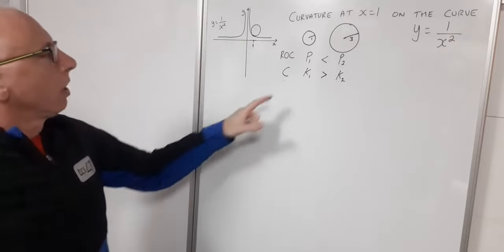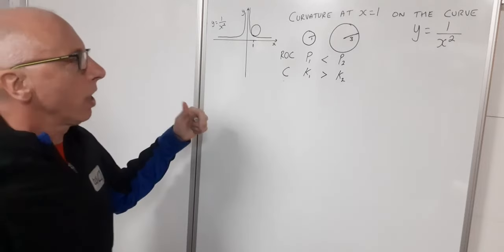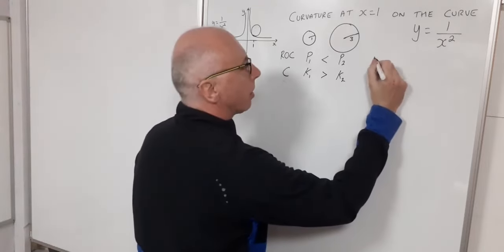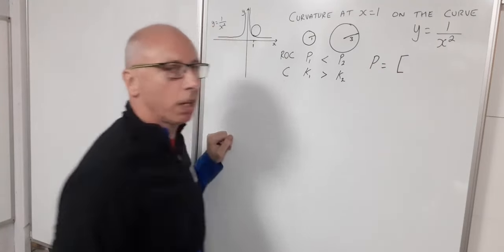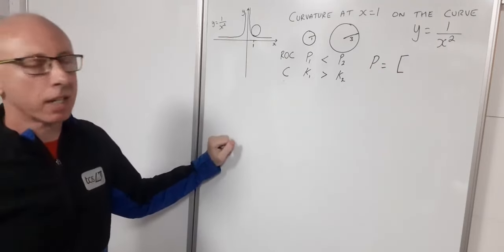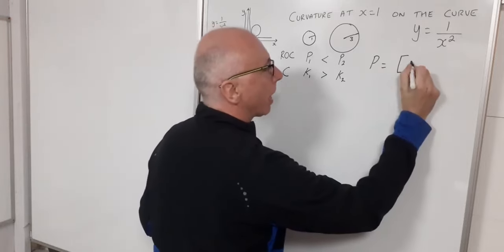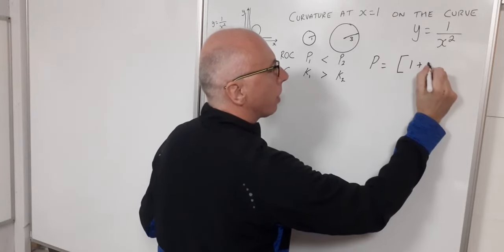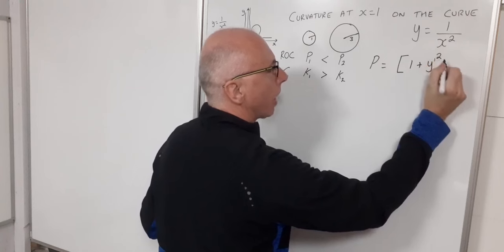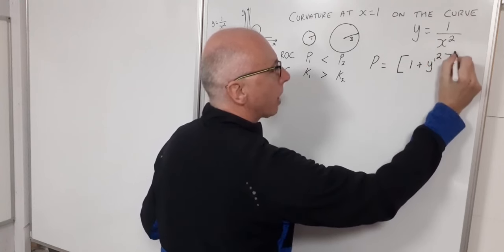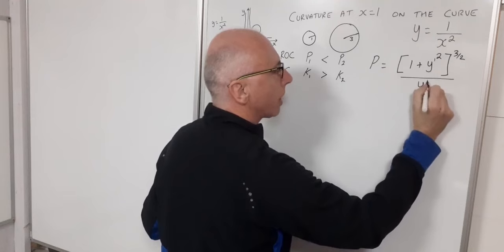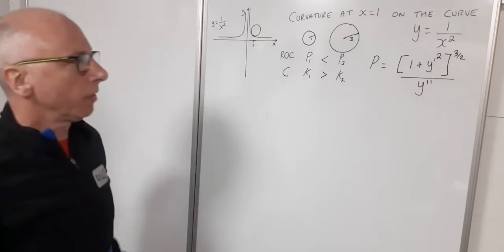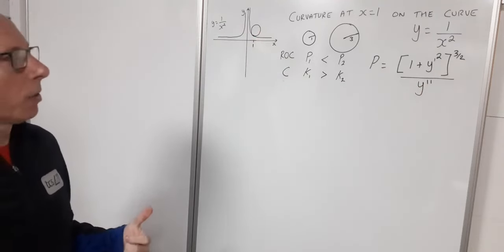Now, the radius of curvature, we know how that's represented. So if I put the Greek letter rho, that's represented by a ratio between the first derivative and the second derivative. And we write that as 1 plus the first derivative squared. And then we raise that to the power of 3 over 2. And then we divide it by the second derivative. So that's how we find rho.